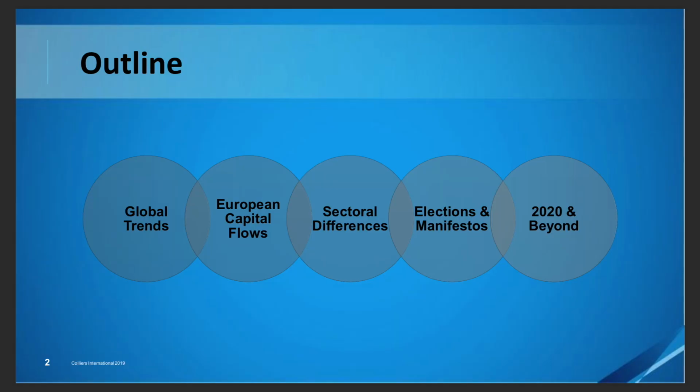Just going to touch on five areas here. Look at global trends first and how that dovetails into European capital flows. Look at the different sectoral differences and the outlook for the main commercial sectors for next year. Then we'll touch on what's happening with election manifestos, not just in the UK, but more broadly across Europe, and what that means for key factors driving real estate markets next year and beyond.